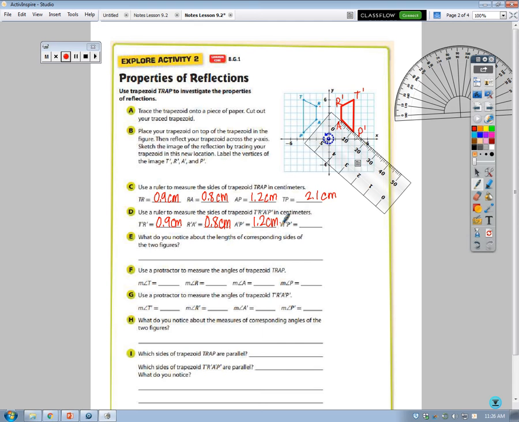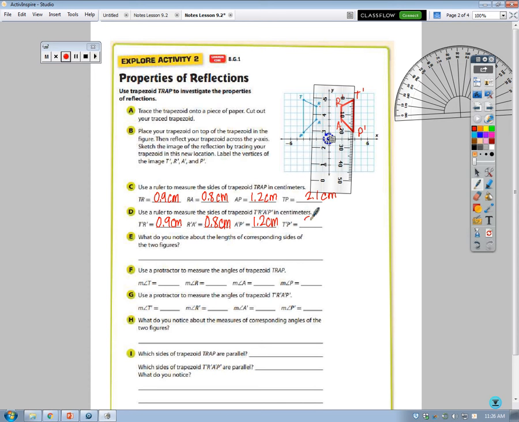And then we're going to look at side TP, which is our long one. I'm going to slide this up, rotate it around, and we are looking at, oops. Whoa, making a mess here. About 2.1 centimeters again, so slightly more.